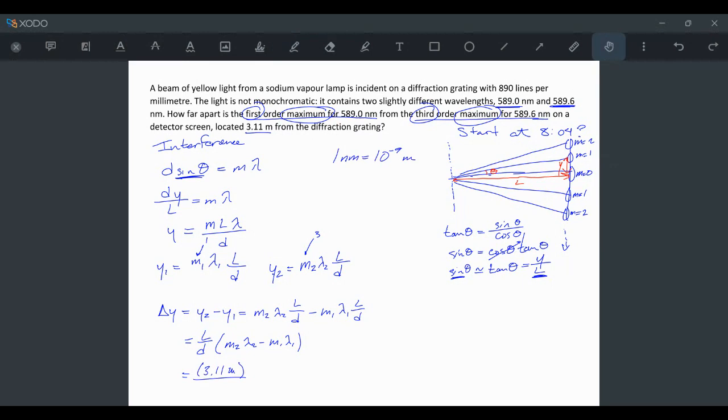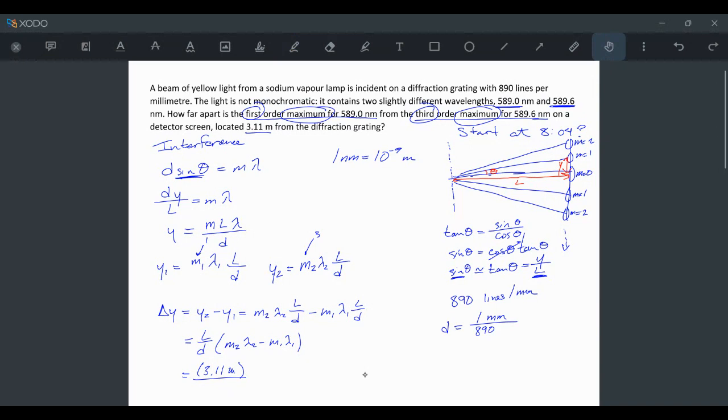Deal with D. What is D? D is the width of a grating. So what we have is we were told that there are 890 lines in a single millimeter. So what that means is that the size of a slit or a single grating is determined by taking that 1 millimeter and dividing it up into 890 pieces. So you're taking the reciprocal of this.